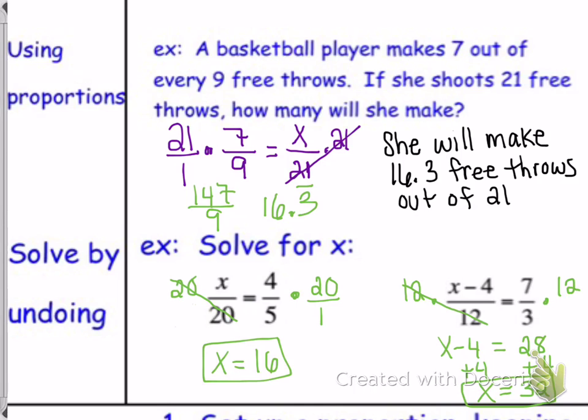The one thing that I forgot in regards to our notes is this sentence right here. Anytime you complete a word problem, you should write your answer as a complete sentence. So I just filled it in. She will make 16.3 free throws out of 21.